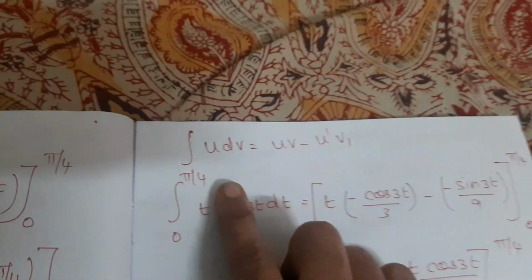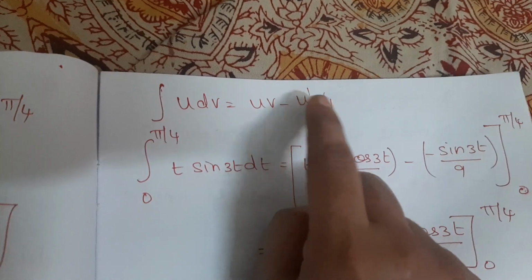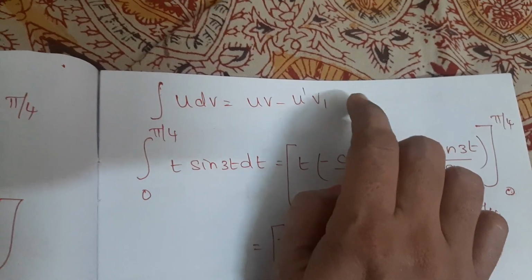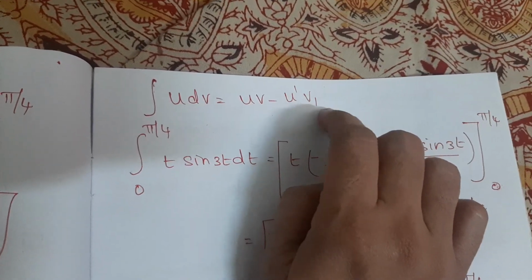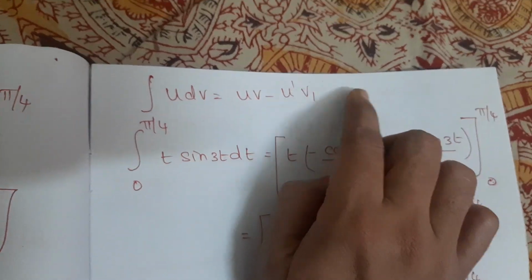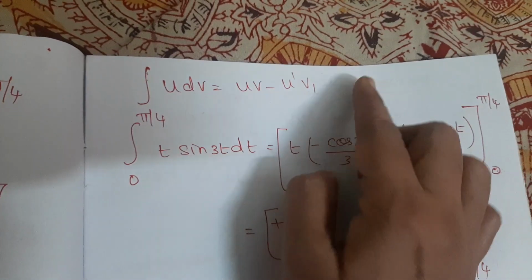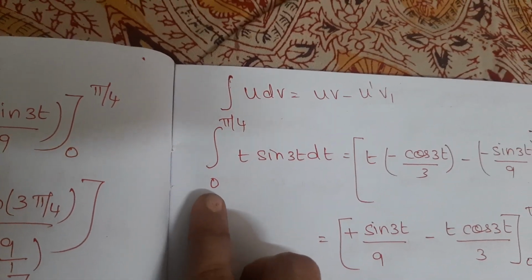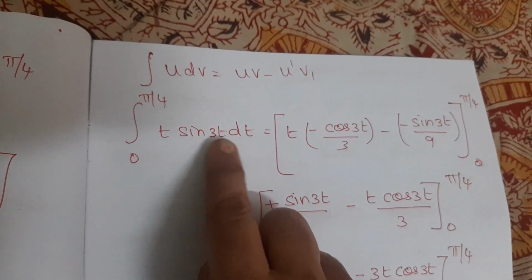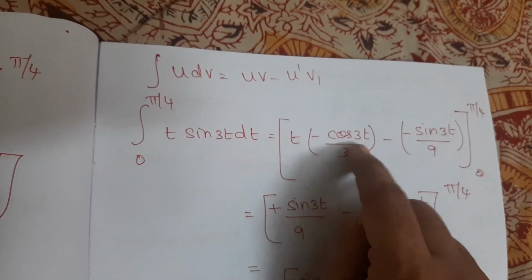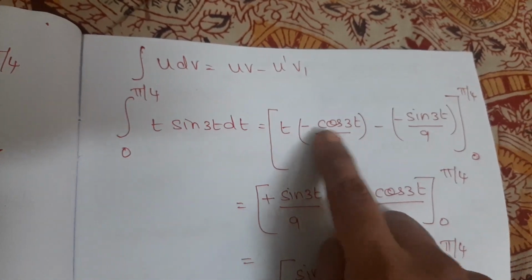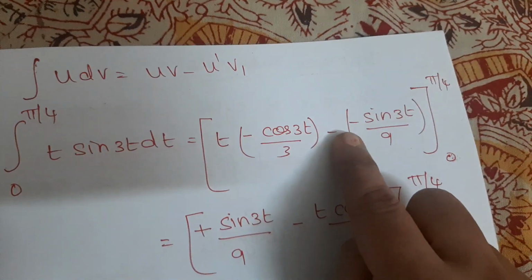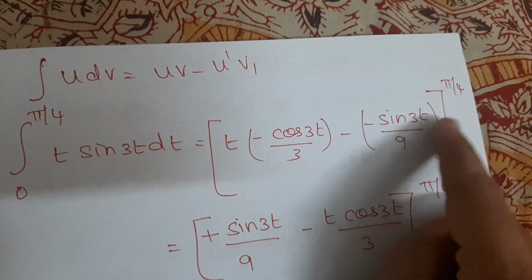So here the integral of u dv is equal to uv minus u dash v1, because u double dash will be 0. Whatever answer you get for v2 will become 0 when multiplied with u double dash, so I am stopping this formula at the second term. So the integral from 0 to pi by 4 of t sin 3t dt is equal to uv minus u dash v1: u is t, v is minus cos 3t by 3, u dash is 1 so I am not writing it, and v1 is sin 3t by 9.